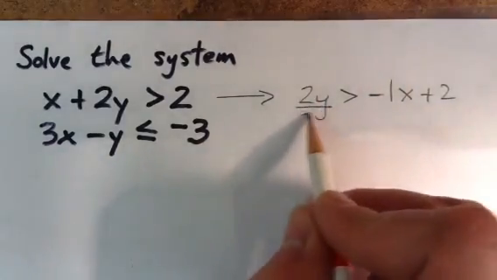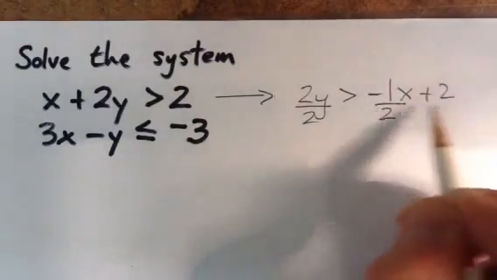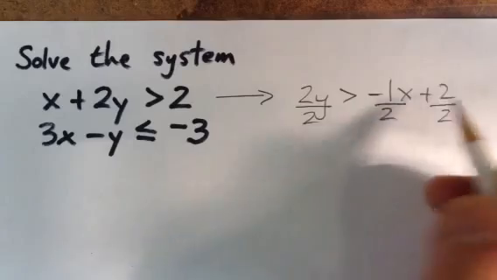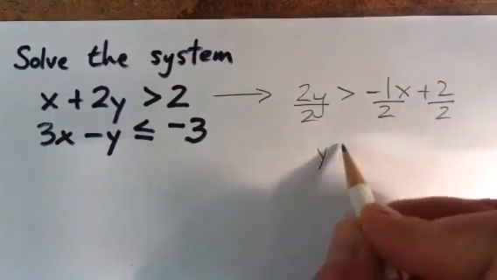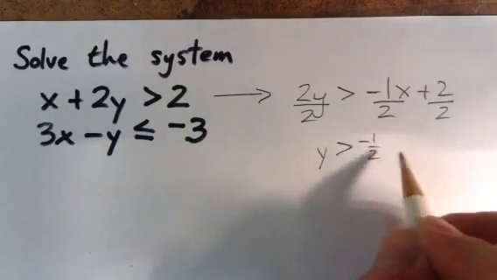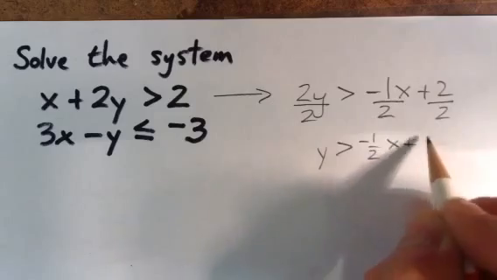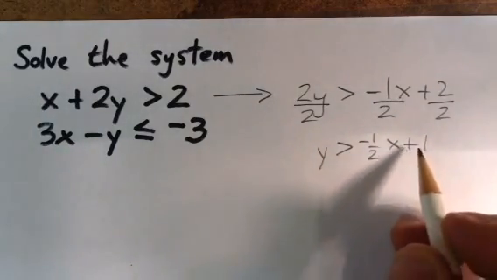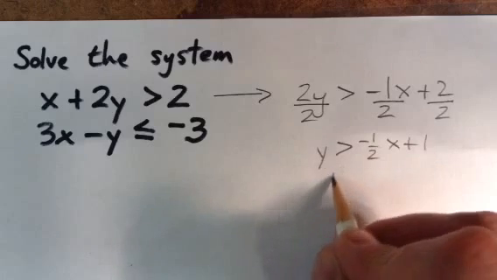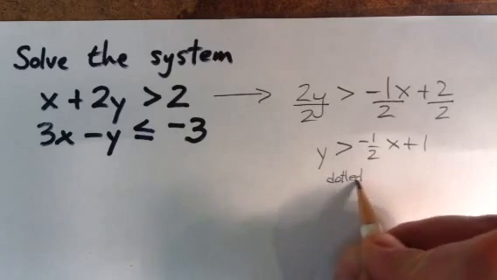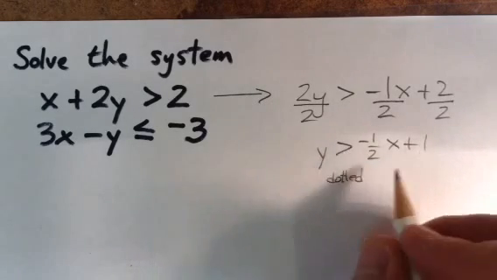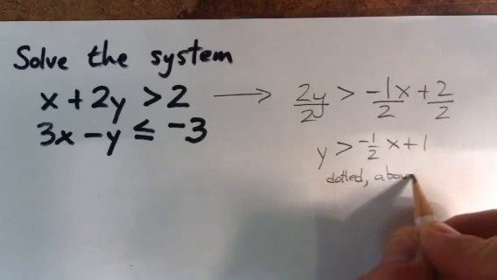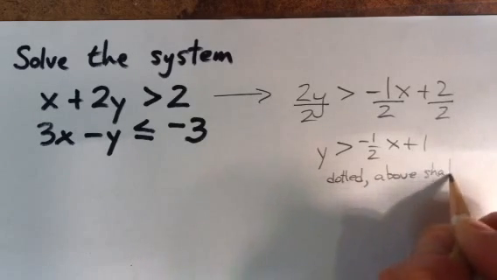So now I'm going to divide by 2. Everything is divided by 2. You see how I created that slope right there? So this one is going to be y is greater than negative 1/2 times x plus 1. My slope is negative 1/2. My y-intercept is 1. This is going to be a dotted line, and we're going to shade above because it is greater.